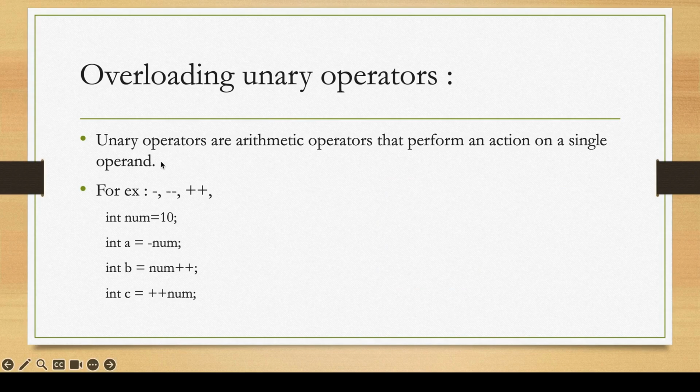Unary operators are arithmetic operators that perform an action on a single operand. So here we have only one operand, whereas in the case of binary operators we had two operands. Let's say you want to perform negation on a num variable, then you write minus num, right? If you want to increment the value of num, then you perform a post increment operation on that num variable. So we have only one operand on which we perform the operation.